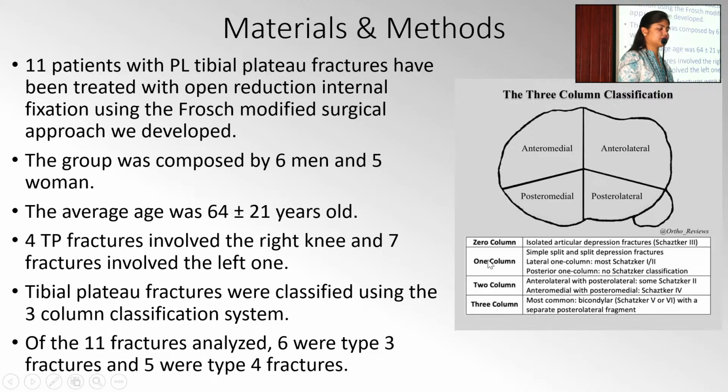And type 2 includes 1 column fracture, that is simple split and split depression fractures, lateral and lateral one column, mostly Schatzker type 1 or type 2, and posterior one column. There is no Schatzker classification for posterior column. And here, as they have mentioned, type 3 fractures are two column fractures, which means it involves any two columns among those 3 columns. That is anterolateral with the posterolateral, or anteromedial with the posteromedial. And the last one, type 4, is the most common type, which is a bicondylar, that is Schatzker type 5 or 6 with a separate posterolateral fragment.